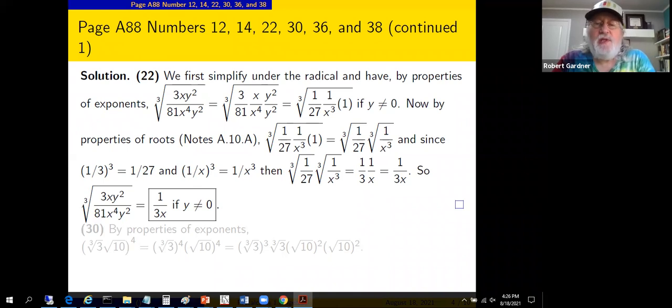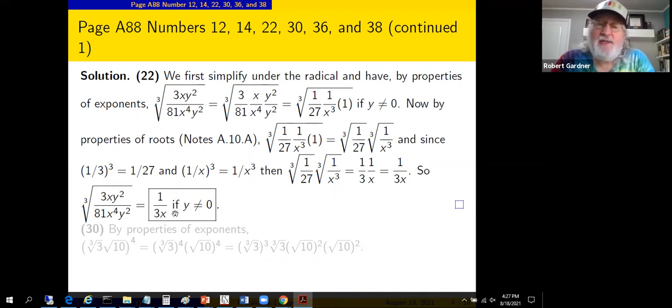So what we're dealing with here is the cube root of (1/3) cubed. Well, that's just 1/3. Here we're dealing with the cube root of (1/x) cubed. You take the cube root of something cubed, you get the something. The something in the first case is 1/3. In the second case, it's 1 over x. So we get 1 over 3x. So the original expression is the same as 1 over 3x.